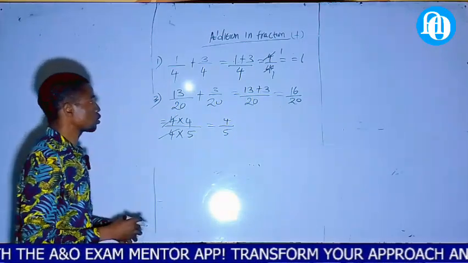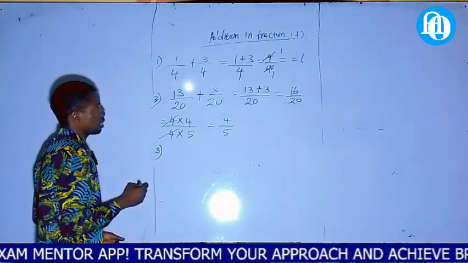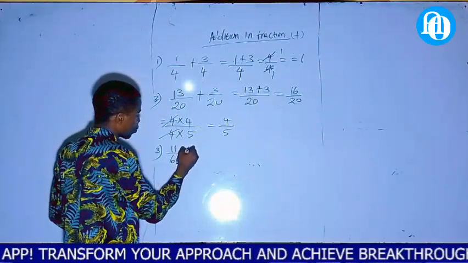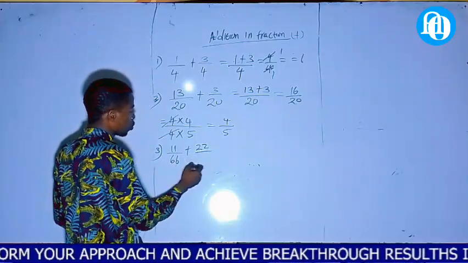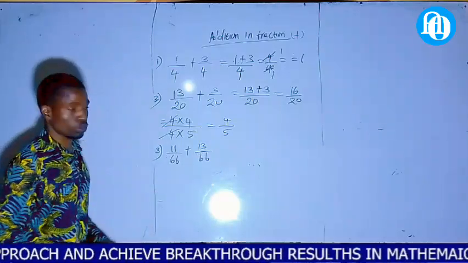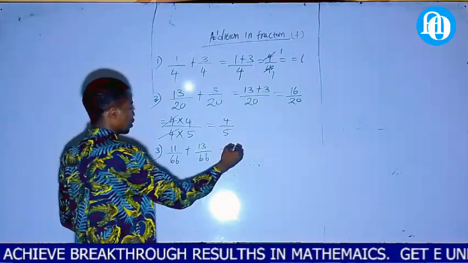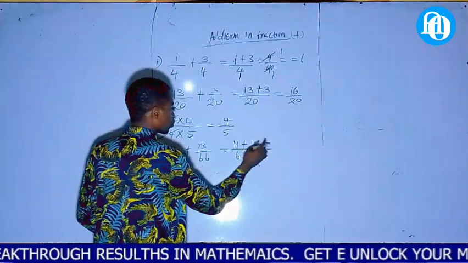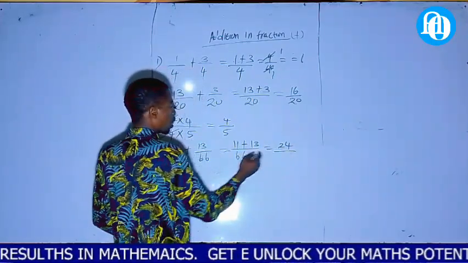Let us do one more of this. Number 3: 11 all over 66 plus 22 all over 66, plus 13 all over 66. How can we solve this one? Just add this together. It will now be 11 plus 3, and these two, that's 24, all over 66.